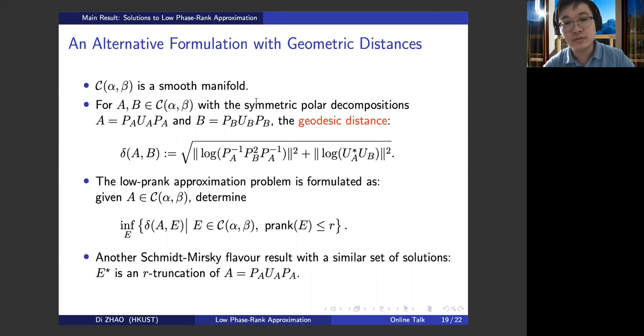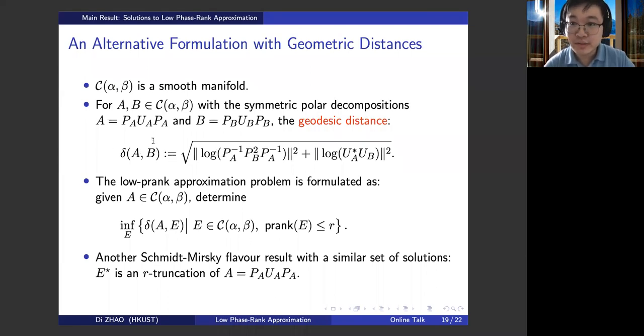So with this manifold, we can define the geodesic distance between two elements in this set. For a pair of matrices in this set, we can always find the geodesic distance in this way. Here we use the symmetric polar decomposition, which is very similar to the sectorial decomposition. For every sectorial matrix, we can always find this so-called symmetric polar decomposition, and we get this geodesic distance. It's a metric between A and B.